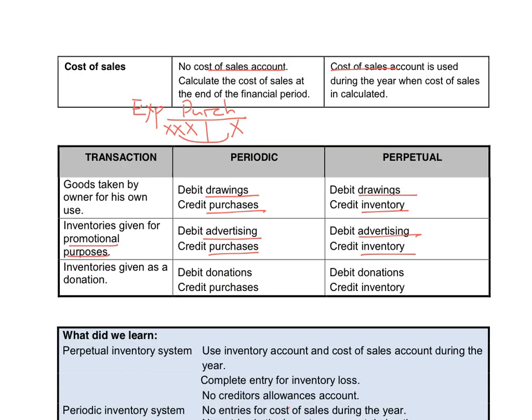If you take inventory to use for stationery in the business, it means that you will debit stationery, credit purchases. Debit stationery, credit inventory in the perpetual system. Inventory given as a donation, you debit donations and you credit purchases because you want to reduce the expense. In the perpetual system, you debit donation, but you credit inventory because you want to decrease the asset.